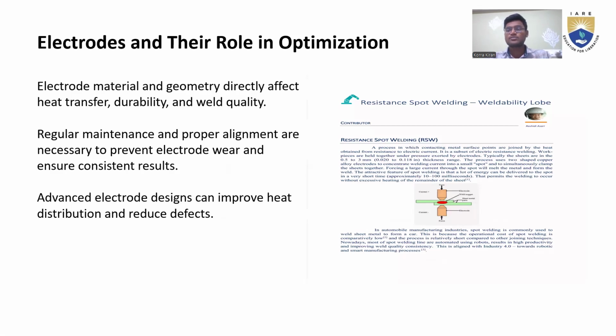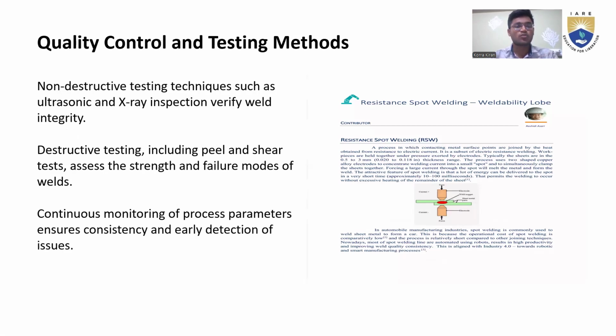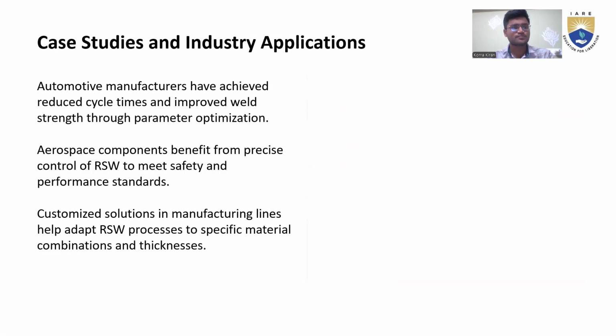Through reducing the defects, we can say whether the electrode improved heat distribution or not. And quality control and testing methods. Non-destructive testing techniques such as ultrasonic and X-ray inspection verify weld integrity. These were the non-destructive techniques. And destructive techniques include peel and shear tests, which assess the strength and the failure mode of the weld. This was the destructive test. And continuous monitoring of process parameters ensures consistency and early detection of issues.